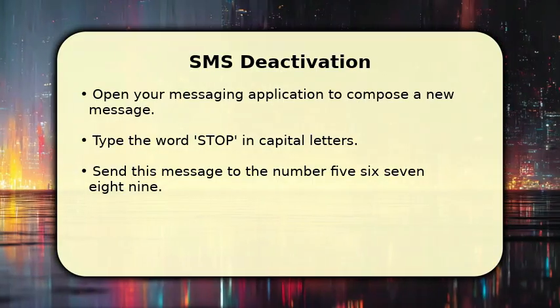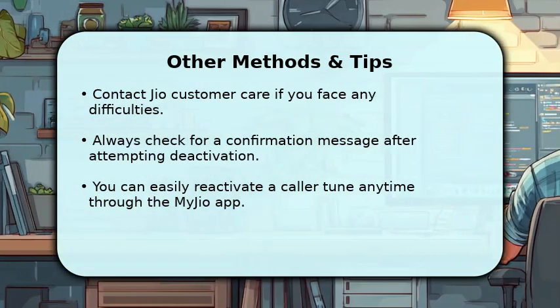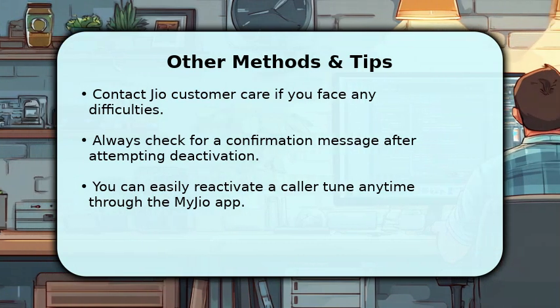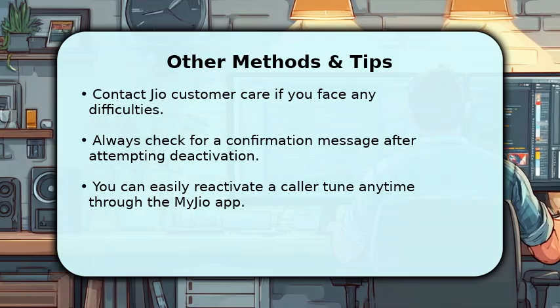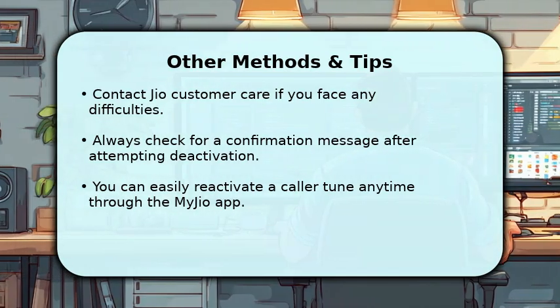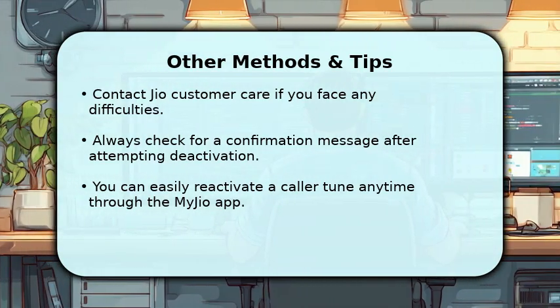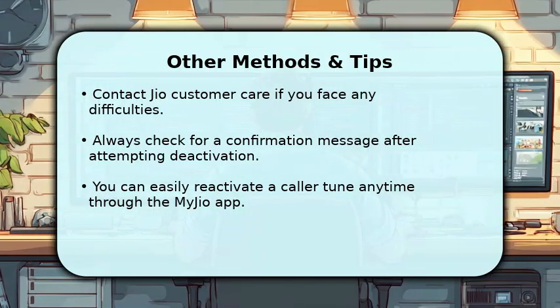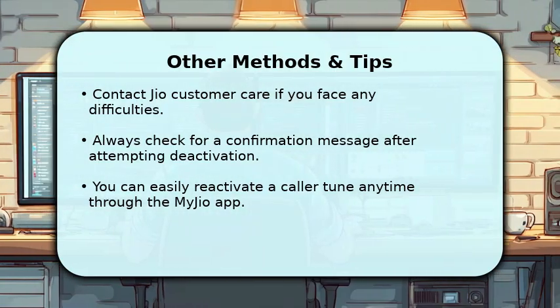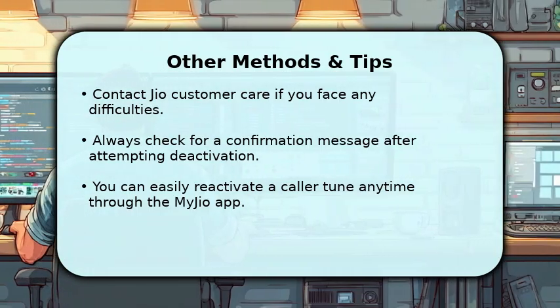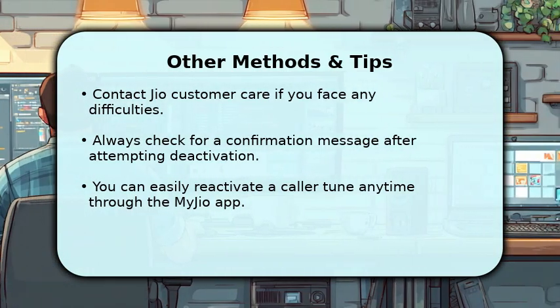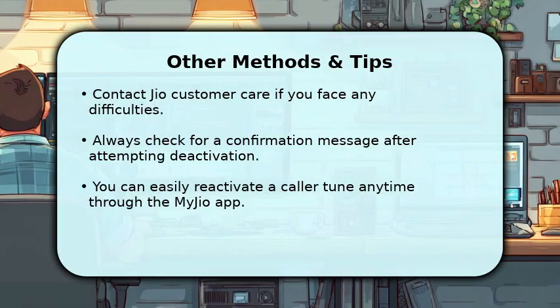It's very efficient. Should you encounter any issues with the app or SMS methods, don't hesitate to call Jio Customer Care. Their team can assist you directly with deactivation. Always check for a confirmation message after attempting to remove the tune, regardless of the method used. If you ever wish to reactivate a caller tune in the future, you can easily do so through the MyJio app again.